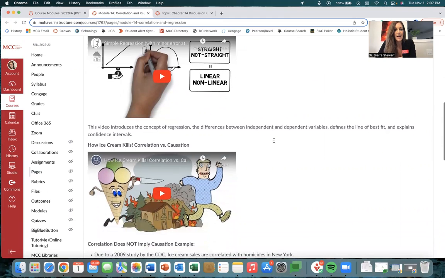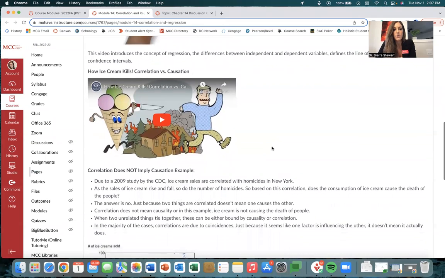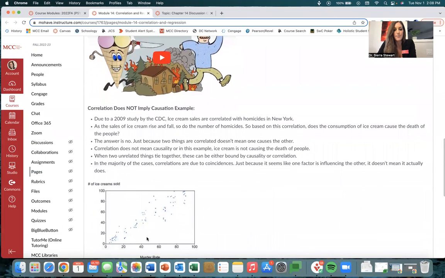The last thing that I have down here is how ice cream kills, which is one of my favorite examples of correlation versus causation. There was a study back in 2009, done by the CDC. They said that ice cream sales are correlated with homicides in New York. As you can see on this map, as the sales of ice cream increased, the number of murders increased as well. So you get this positive correlation going on with this map.